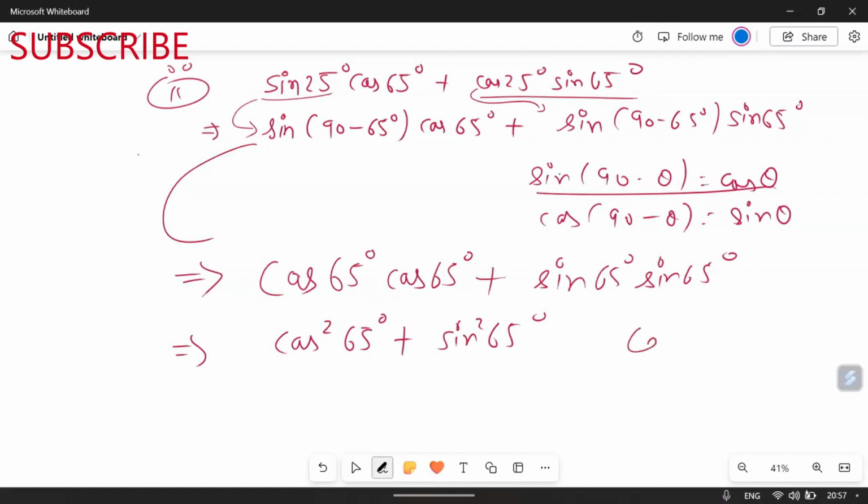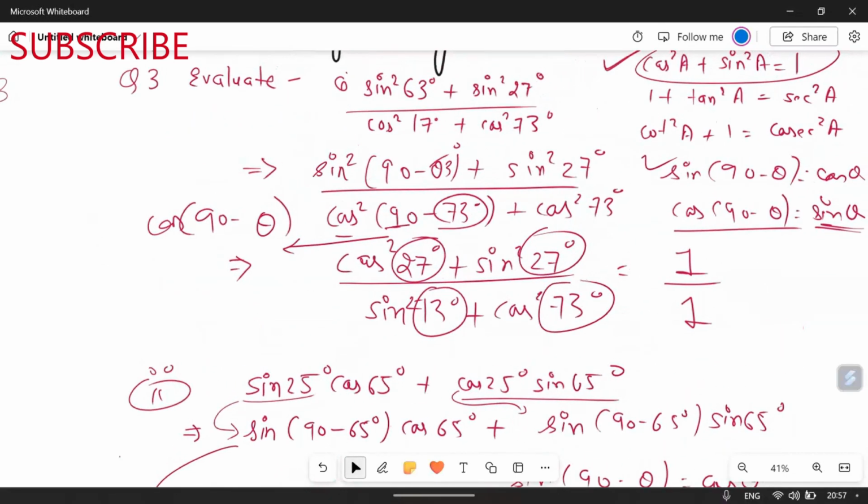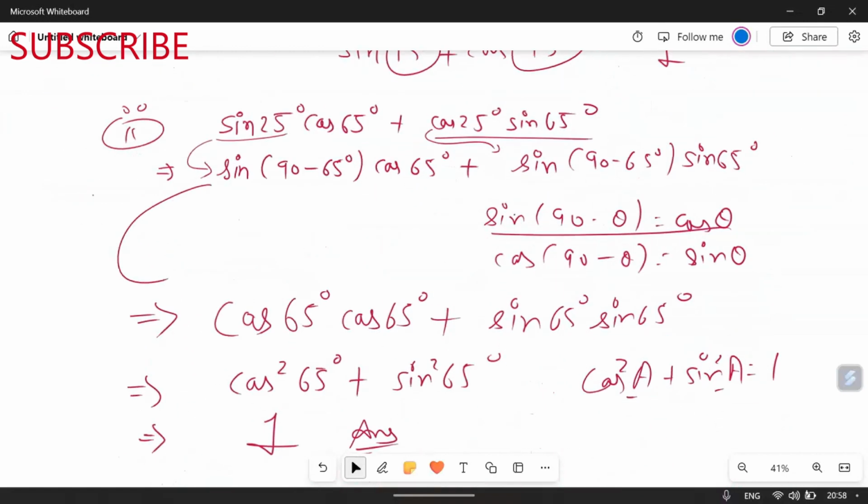Now this is the basic identity: any angle, cos square plus sine square of the same angle, must be equal to 1. So then the answer will again come out 1. That's all. This will be your answer. Remember, you need a little bit of practice of these formulas, like sine 90 minus theta is cos theta. So if 63 degree is given in this question and the other one is 27 degree, you need to write 63 in terms of 27. So you can write 90 minus 63, and that 90 minus 63 is again written as 27, which we have done in another step.